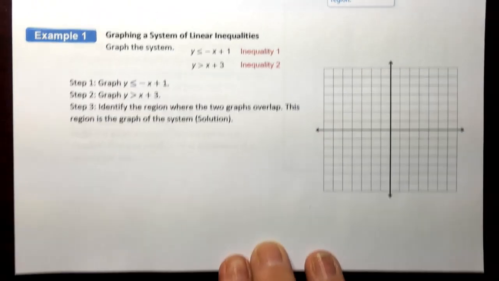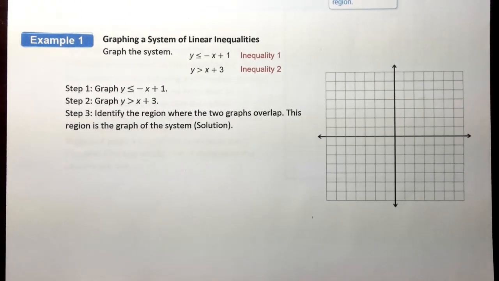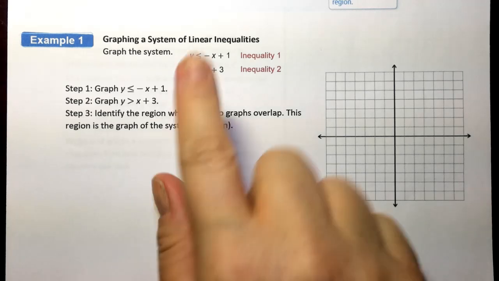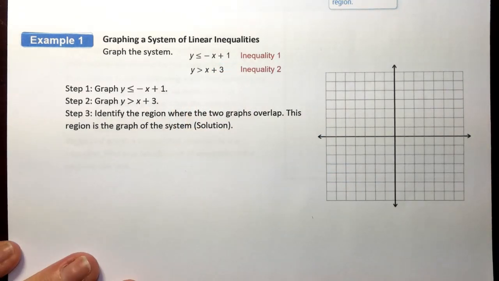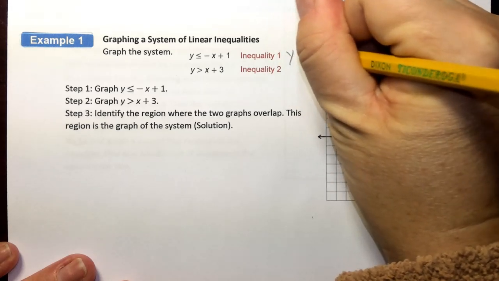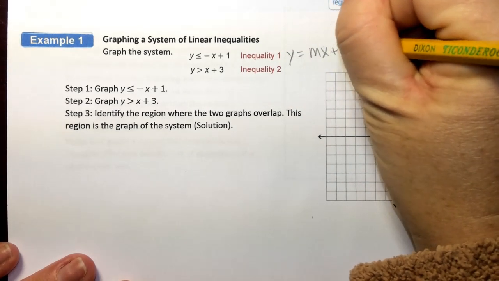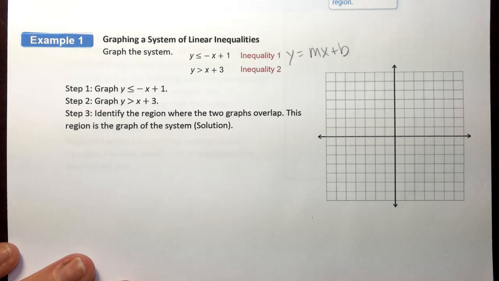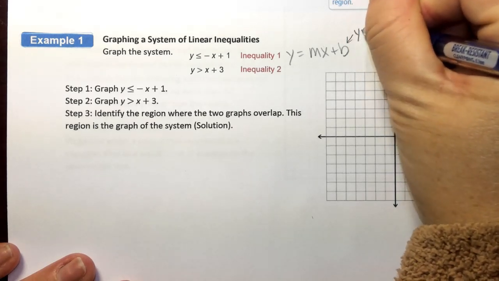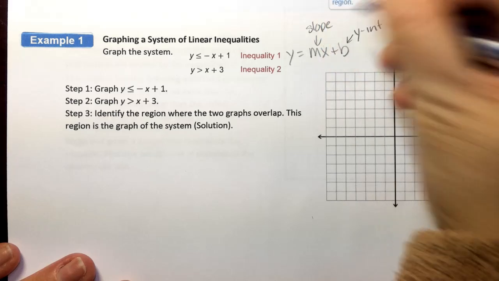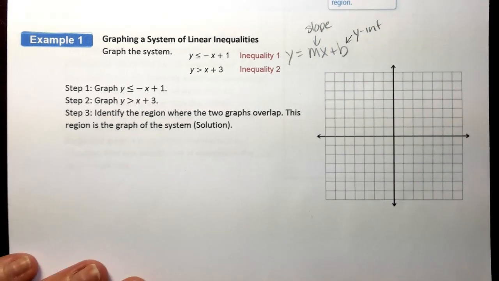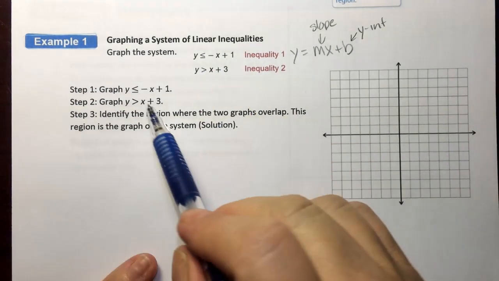Alright, let's get started with example 1. We are graphing a system of linear inequalities. So we are graphing two linear inequalities this time. So these you should be really good at. Remember, we put it in the form of y equals mx plus b, where b is our y-intercept and m is our slope. So we've talked about this multiple times this year. Alright, so let's graph it.